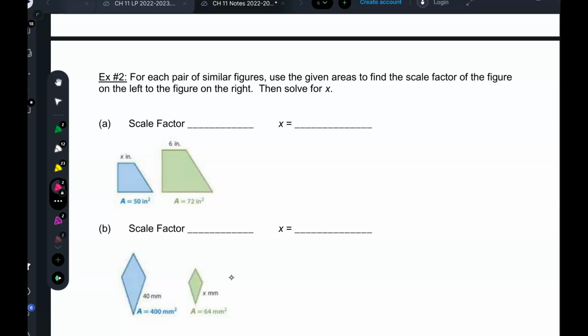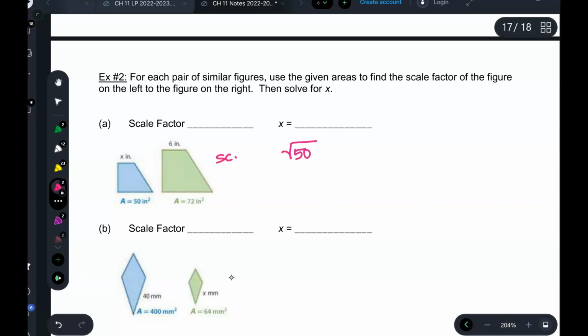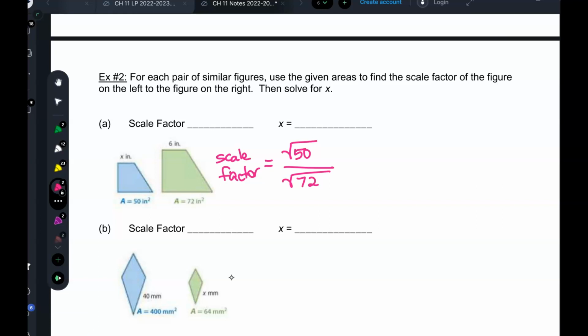Okay, so first thing, how would we find the scale factor? Okay, but remember the areas are squared, so we're going to take the square root. So the scale factor is going to equal, working backwards, the square root of 50 over the square root of 72, right? Because when you have the sides, you squared them. Now if I'm trying to work backwards and I have the area and I want to find the scale factor, right? What's the opposite of squaring?